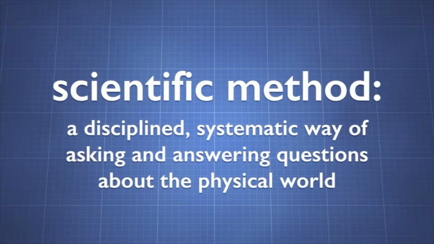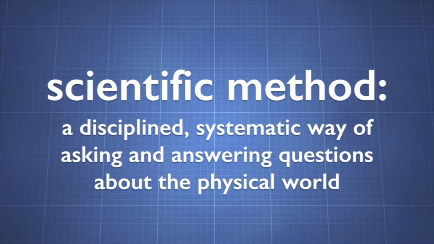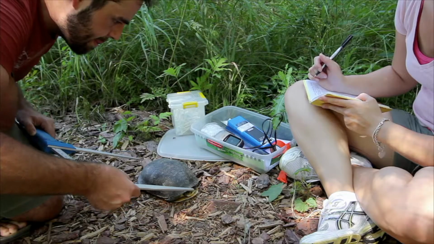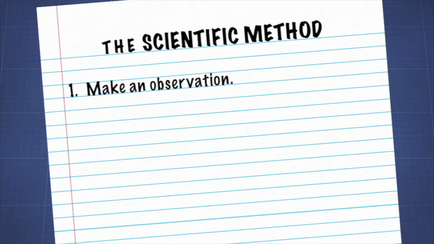The scientific method is a disciplined, systematic way of asking and answering questions about the physical world. Scientists use it as a means to gain knowledge and to understand the physical world. The first step of the scientific method is to make an observation.